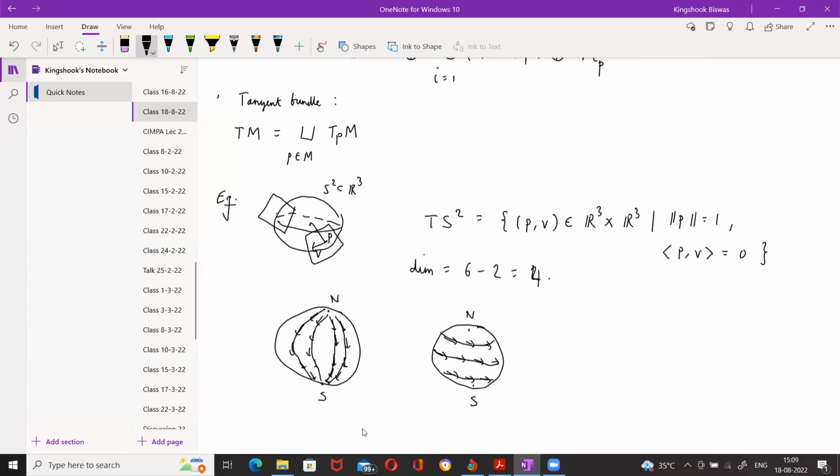Because if I look at this in a chart, what this is going to look like near the north pole is something like a radial vector field, right? Okay, so the only way for this to be continuous is if the length of these vectors goes to 0 at N, right? Is that clear? Yes.